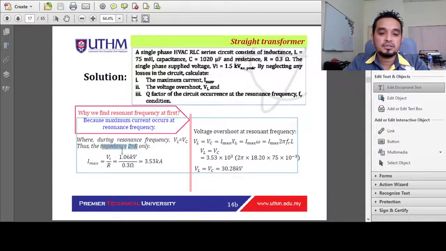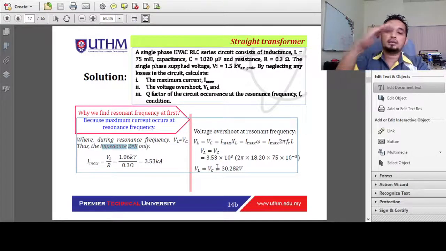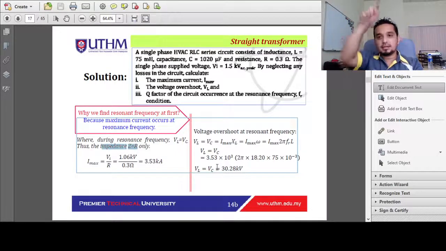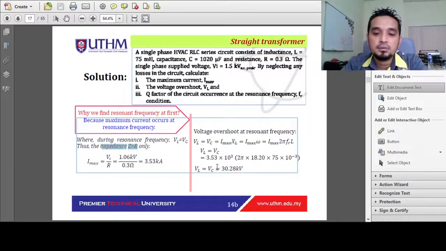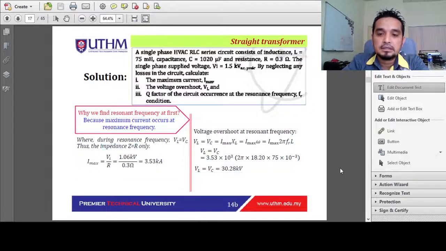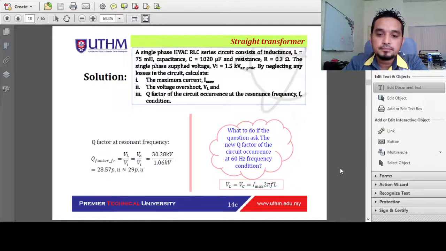So during the resonance, we can conclude that the current will be magnified and the overvoltage also will be amplified. For example, if we have waveforms, the waveform will be straight, and then during the resonance it will overshoot, and then continue with the normal one. This is the problem of the straight transformer.